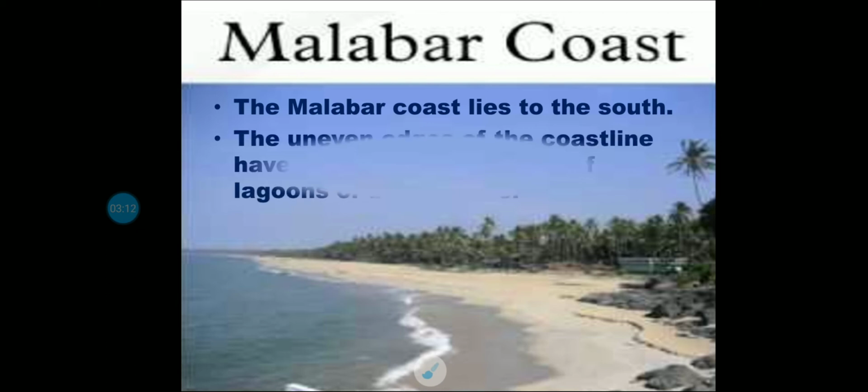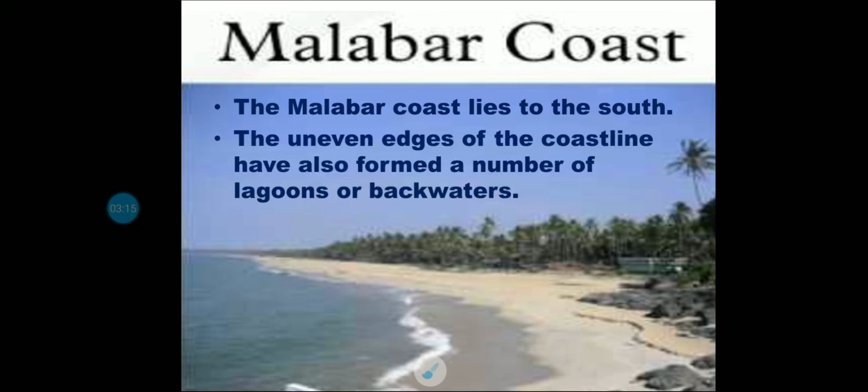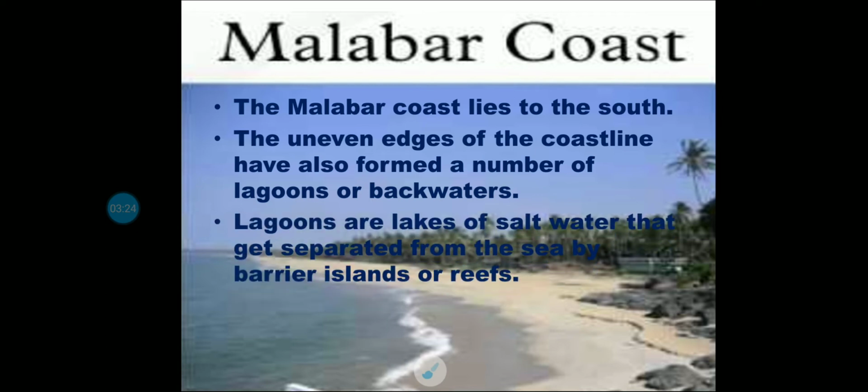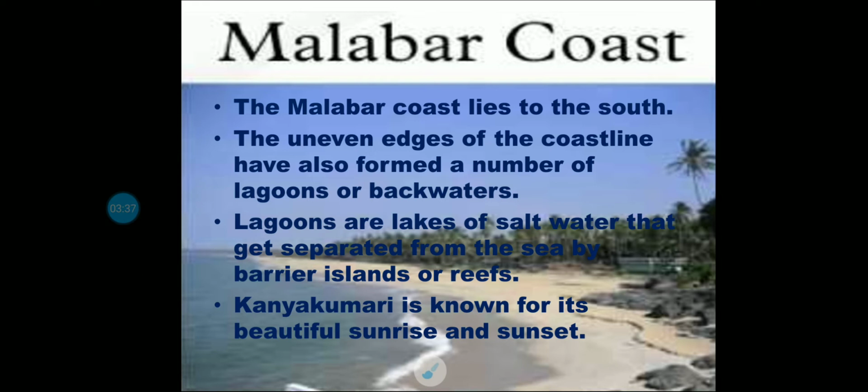Malabar Coast. The Malabar Coast lies to the south. The uneven edges of the coastline have also formed a number of lagoons or backwaters. Lagoons are lakes of salt water that get separated from the sea by barrier islands or reefs. Kanyakumari is known for its beautiful sunrise and sunset.